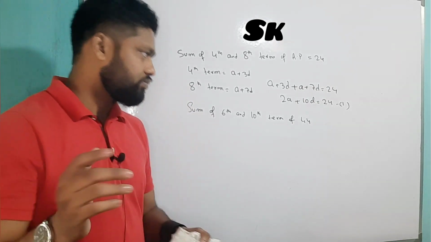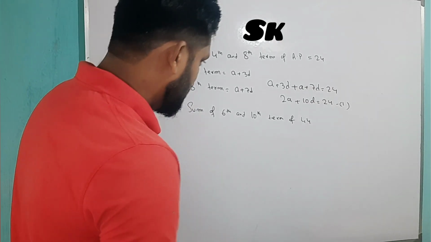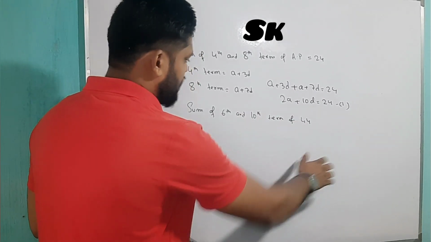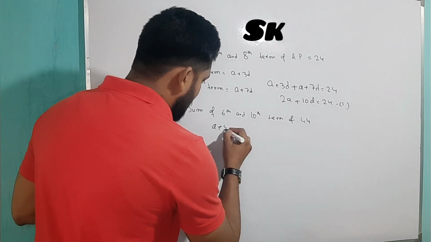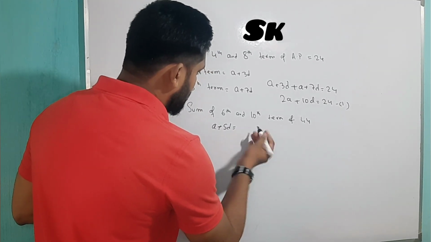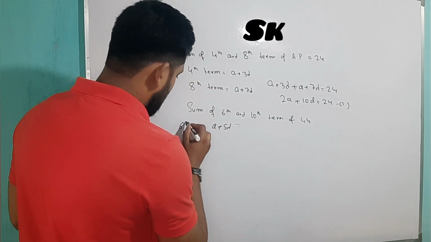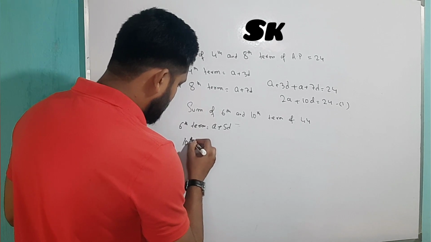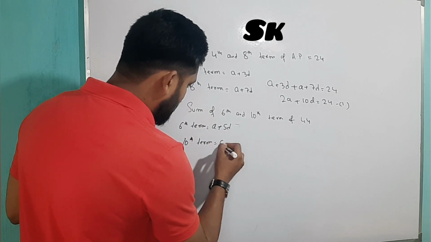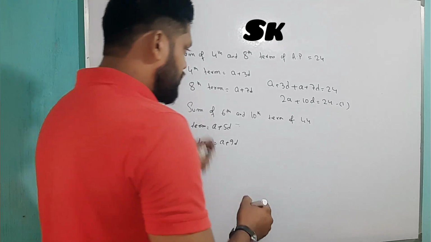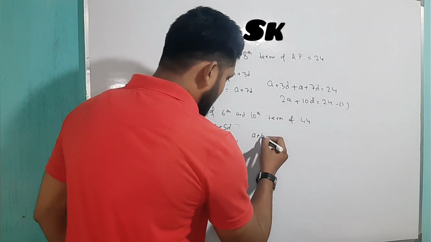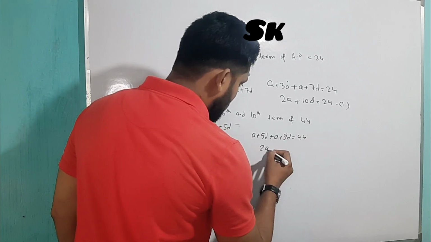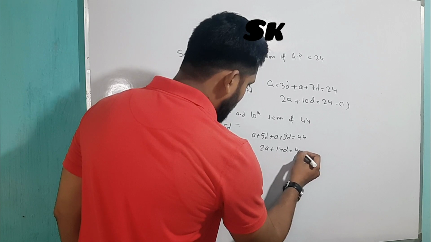Okay, the number will be there, everything will be there. The sum of this one. The sixth term means a plus 5d. Okay, this is the sixth term. The 10th term will be a plus 9d. So how much is the answer? 44, right? So a plus 5d plus a plus 9d is equal to 44. So 2a plus 14d is equal to 44.